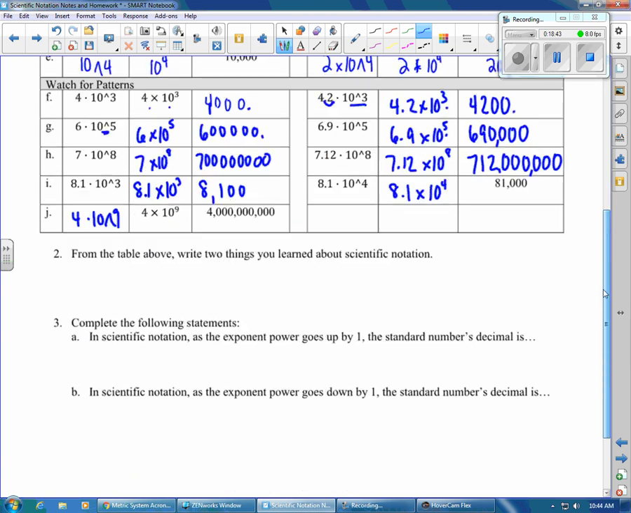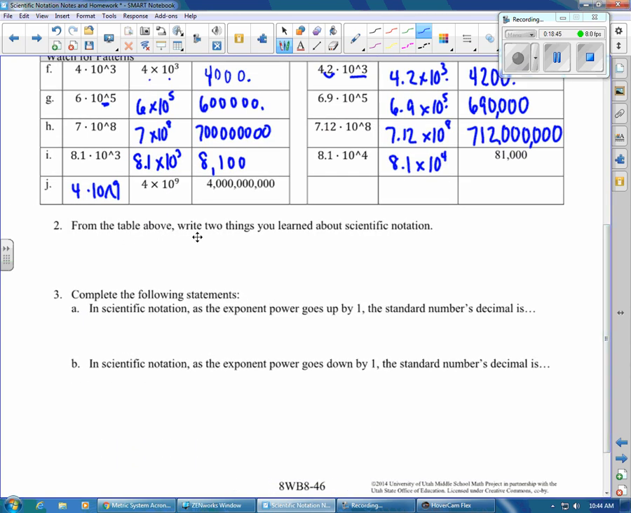Okay, so what I would like you to do before class tomorrow is from the table above, write 2 things you've learned about scientific notation and complete the following sentences. In scientific notation, as the exponent power goes up by 1, the standard number's decimal is what? Are we moving it right? Are we moving it left? Are we creating a bigger number? Are we creating a smaller number?